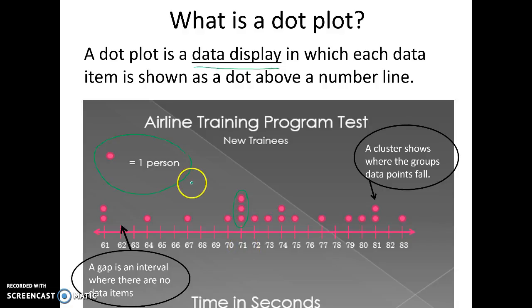There are going to be times where each dot does not represent one person. Say, for example, it represents 5 people. So then we would say that 15 people, if we're reading this graph, completed the training in 71 seconds. So make sure that you're paying attention to that as well.